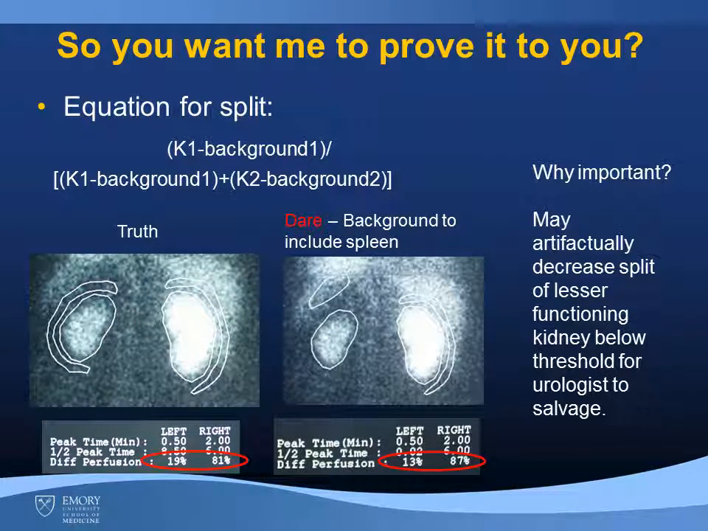Now, let's say on a dare, we take that normally drawn background and we superimpose it over the spleen. In that case, we have increased that background 1 for kidney 1 and therefore decreased the numerator. So our function is now 13% on the left and 87% on the right. So why is this important? Because this could lower the renal function below the threshold that the urologist may use to decide whether to salvage or to take out the kidney. And this could be anywhere from 10 to 20% depending on the urologist and the clinical situation.